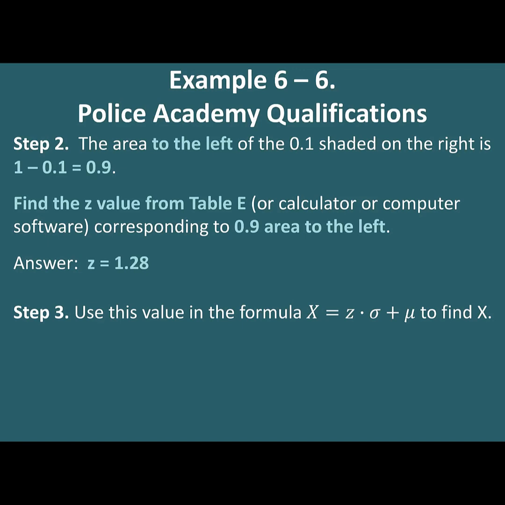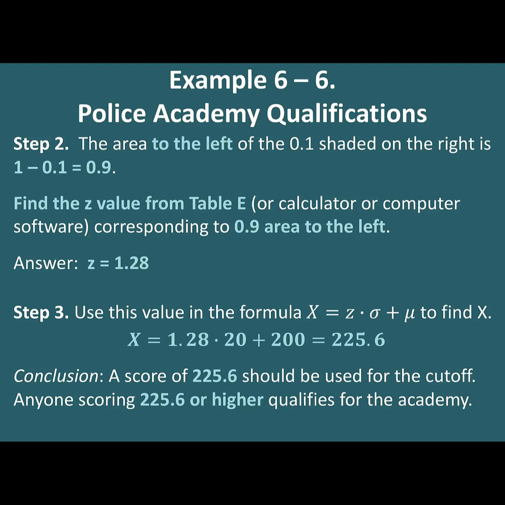Step 3, we now use this value in the formula x equals the value times the standard deviation plus mu to find our actual value of x. Here we get 225.6. So in conclusion, a score of 225.6 should be used for the cutoff. Anyone scoring 225.6 or higher qualifies for the academy.